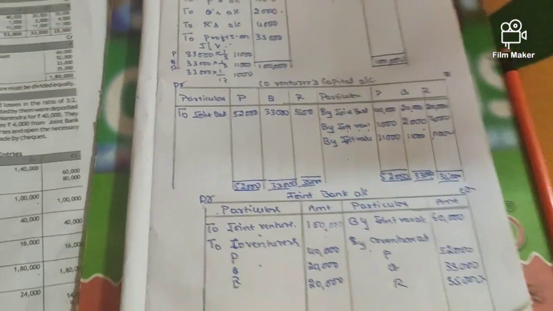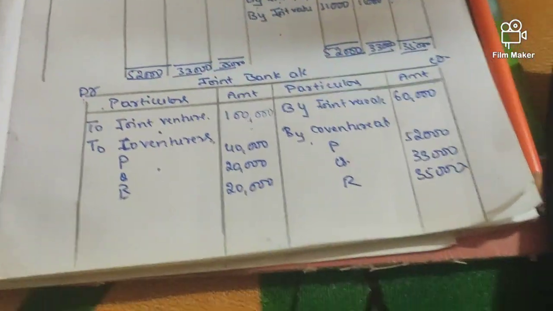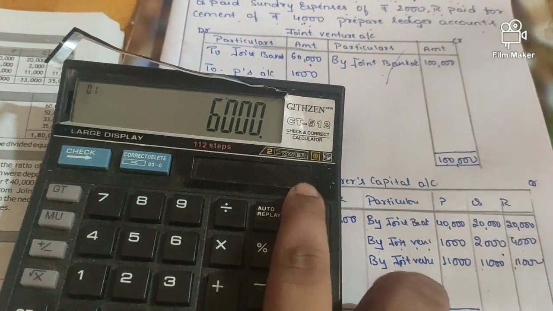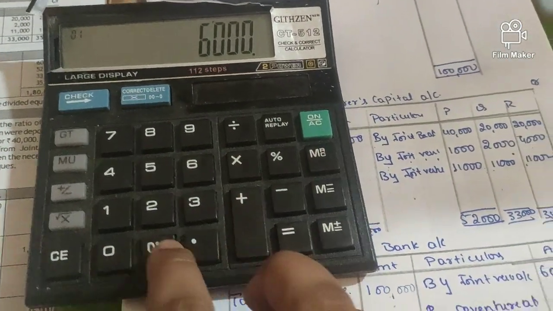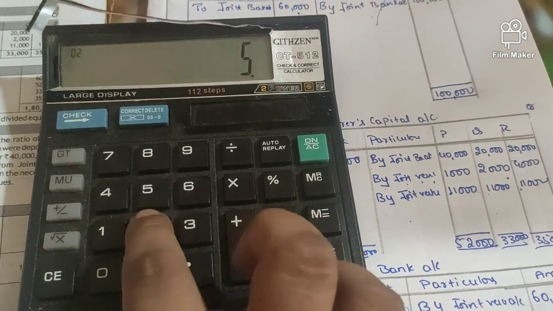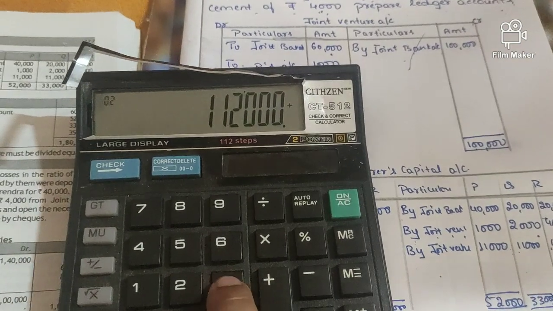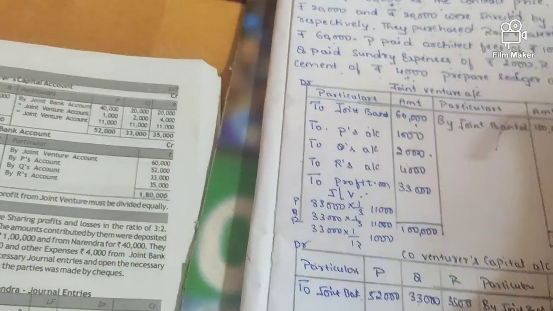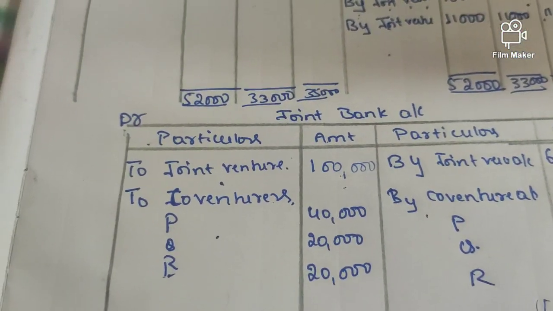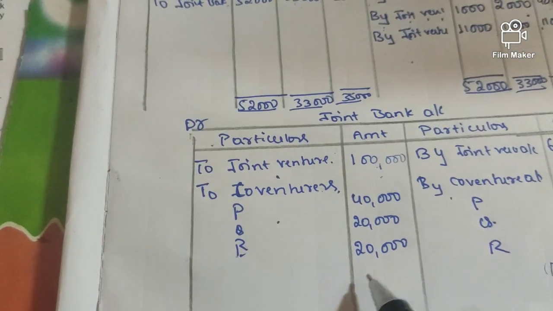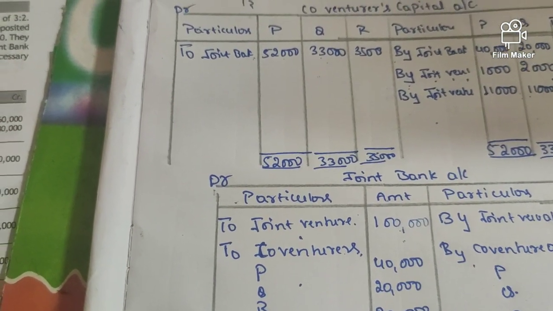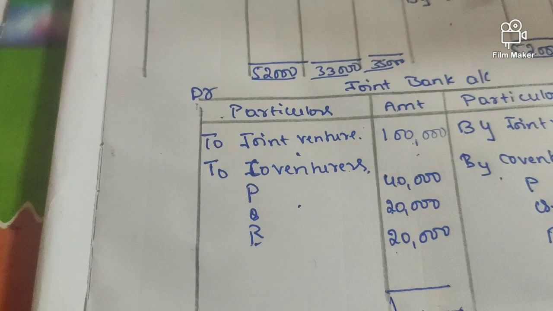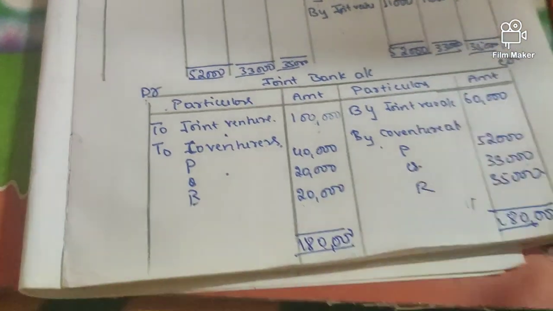Now let us see the joint bank account total amount. So 60,000 plus 52,000 plus 33,000 plus 35,000. So the total will be 1,80,000. We should get the same amount in the joint bank account, that is tallied. We should get 1,80,000. So count it: 1 lakh, 1,40,000, 1,60,000, 1,80,000. This is how you have to do the problem.